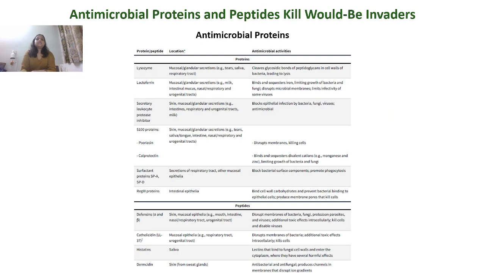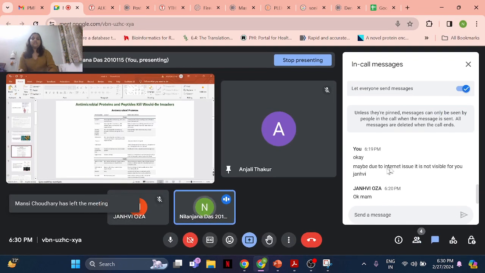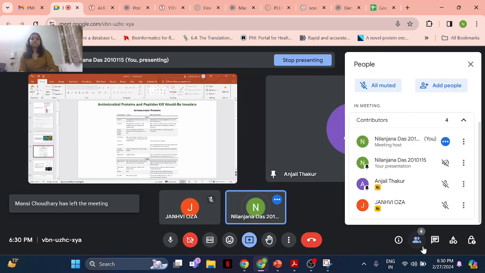So as I already told, the skin, the respiratory tract, the urogenital tract, everything secretes some antimicrobial proteins and peptides. So, what are the different types of antimicrobial proteins which are present? If anyone is having any question, they can ask me in the chat.